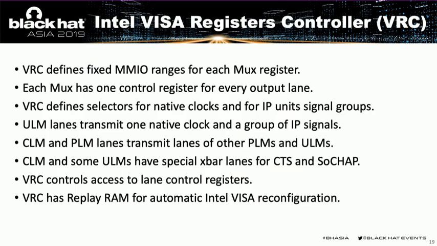From the TraceHub side, there is a special unit named Visa Register Controller. It defines an address range in TraceHub MMIO for each of the existing multiplexers. VRC also controls access to multiplexers based on the current security policy, which depends on the current chip unlock mode. VRC also has a so-called replay RAM, which can be used for automatic and fast reconfiguration of the whole Visa network, triggered by some conditions.